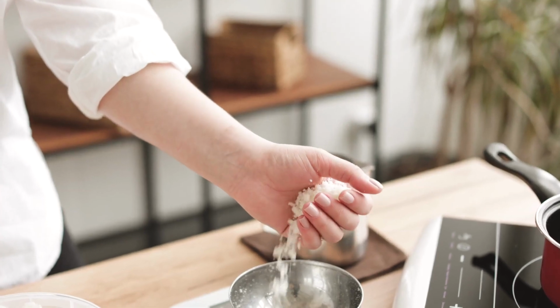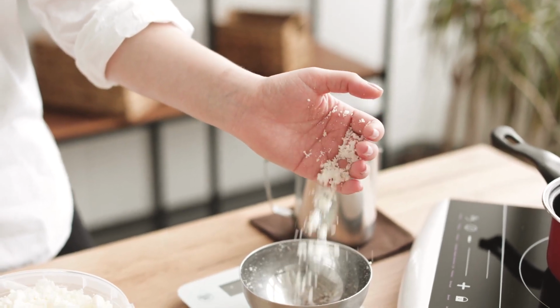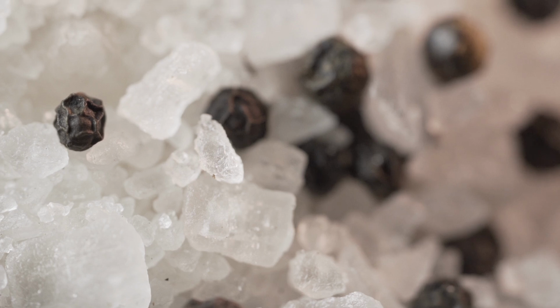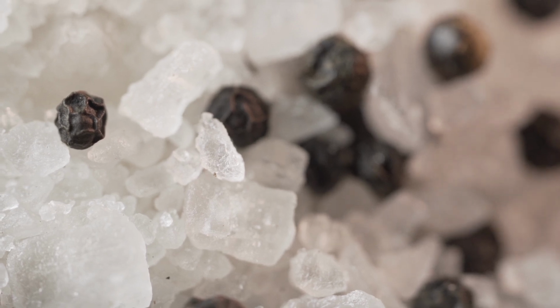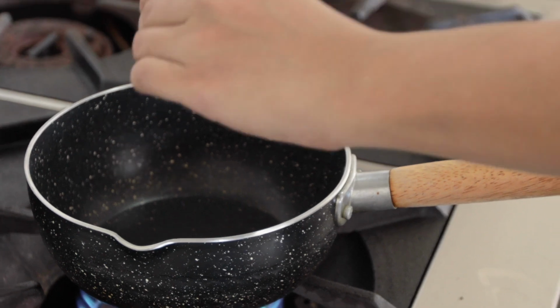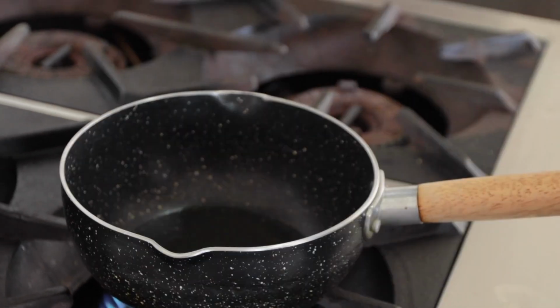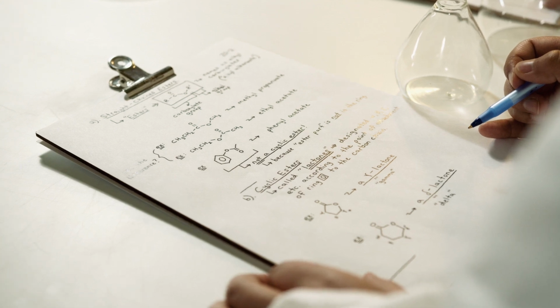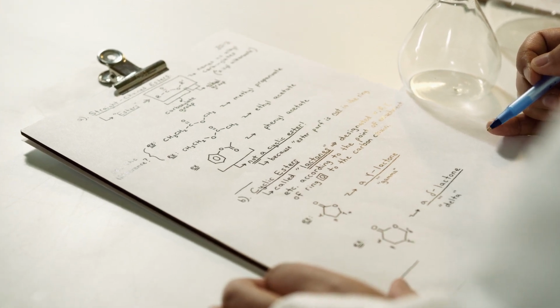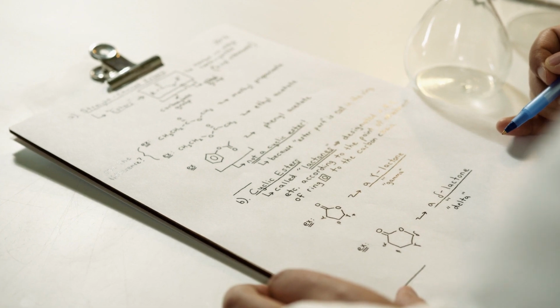Table salt, sodium chloride, NaCl. Perhaps the most well-known ionic compound, table salt is essential for seasoning food and preserving it. It's also critical for biological functions like nerve transmission and muscle contraction.